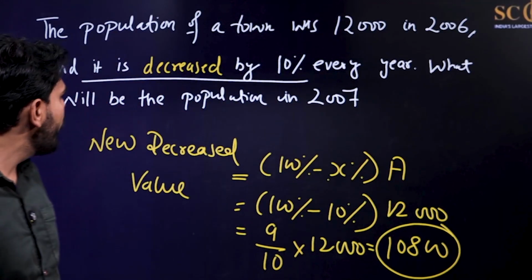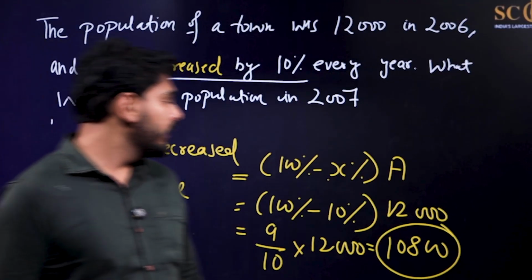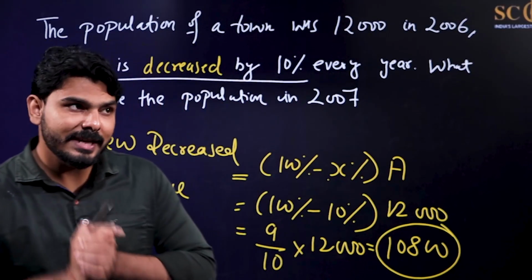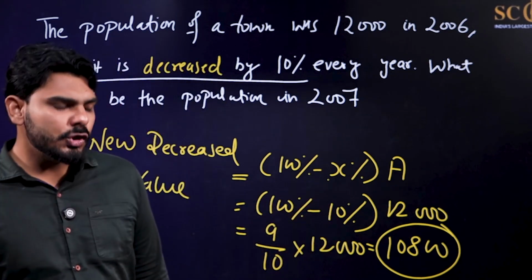It means the population of that town in 2007 will be 10,800. So it is decreased by this much amount. I hope this question is also clear.